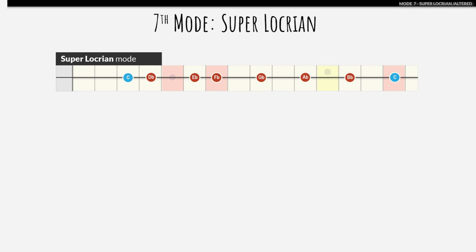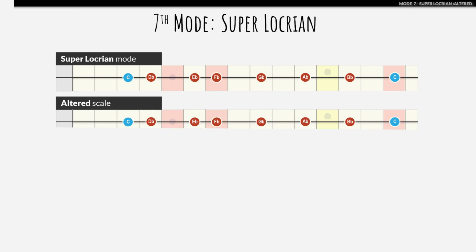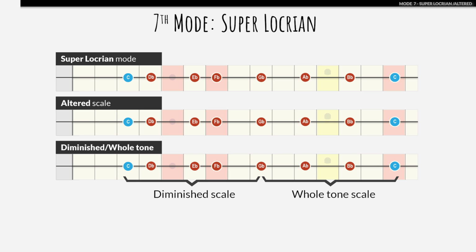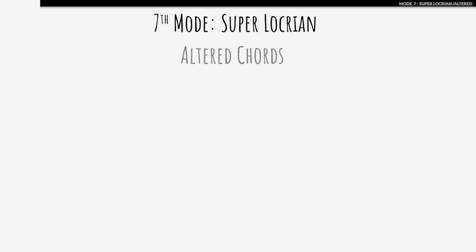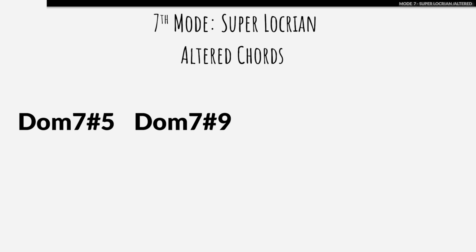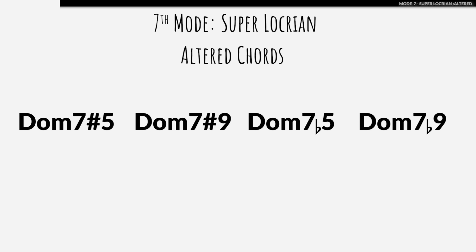Now the super Locrian mode is often referred to as the altered scale and diminished whole tone scale because of its structure. As the name suggests, this scale is very suited for altered chords like the dominant 7 sharp 5, dominant 7 sharp 9, dominant 7 flat 5 and dominant 7 flat 9 chords.